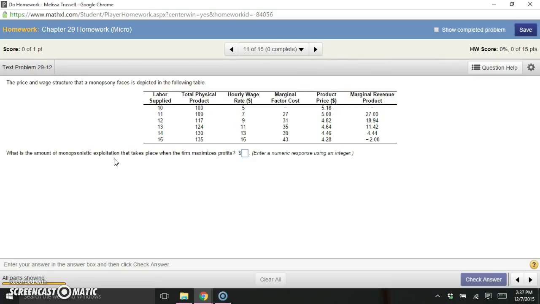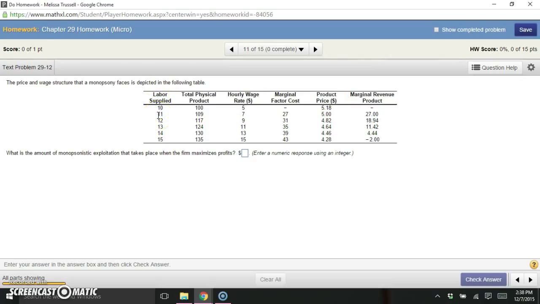So the question is, what is the amount of monopsonistic exploitation that takes place when this firm maximizes profits? Let's find on the table where this firm is maximizing profit. Remember, they'll maximize profit wherever marginal revenue product equals marginal factor cost. Marginal revenue equals marginal cost. That's pretty much always our profit maximizing rule, right? In this case, we're given in the table our marginal factor cost as well as our marginal revenue product. So we're just going to look for where they're equal, and they happen to be equal here on the second row of the table at a labor quantity of 11. Here we have marginal factor cost of 27 and marginal revenue product of 27. So they'll hire 11 workers.